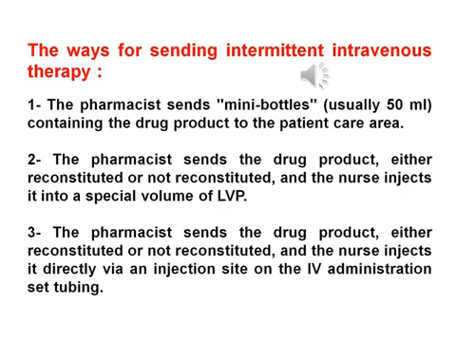The ways of sending intermittent intravenous therapy. The pharmacist sends many bottles, usually 50 ml, containing the drug product to the patient care area. The pharmacist sends the drug product either reconstituted or not reconstituted, and the nurse injects it into a special volume of large volume parenteral. Or the nurse injects it directly via an injection site on the IV administration set tube.